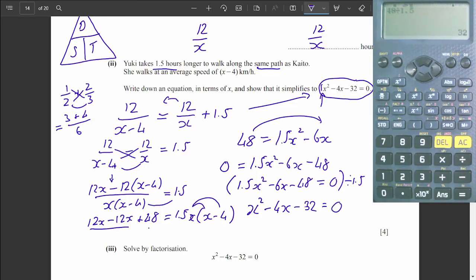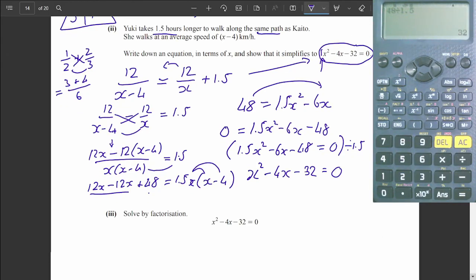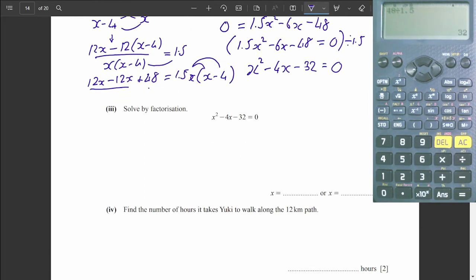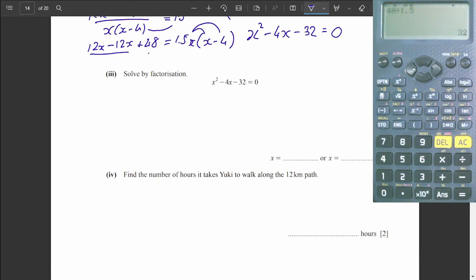Well done. Part 3 says now to solve by factorization. Okay, very important. They say factorization. So you can't use the quadratic formula and expect to get full marks. If you do use the quadratic formula, use it in secret. But we can do this.